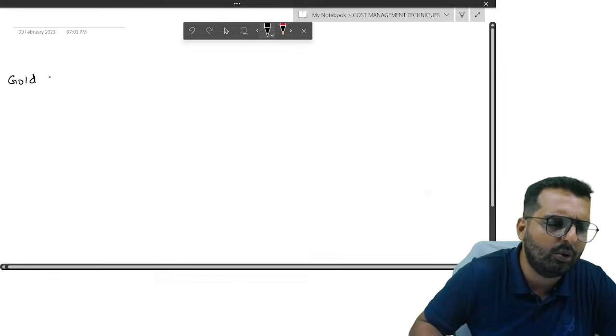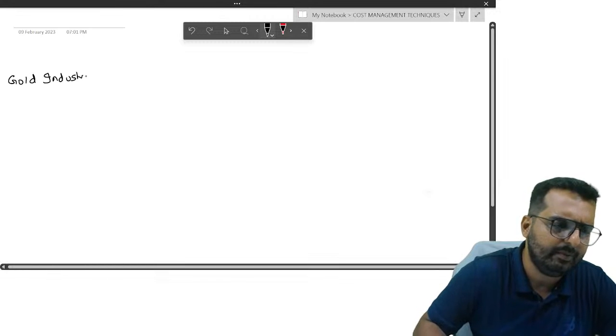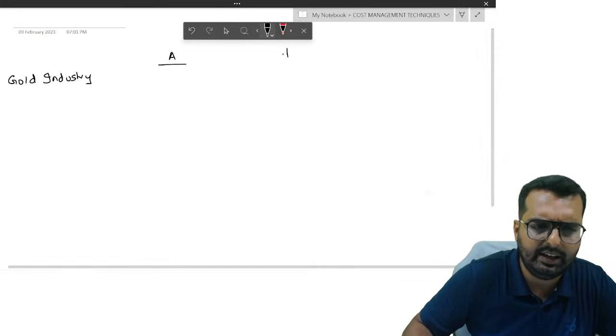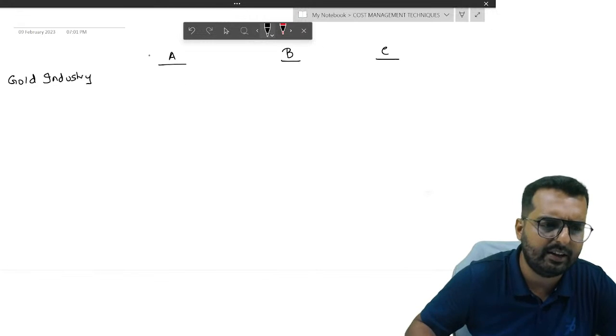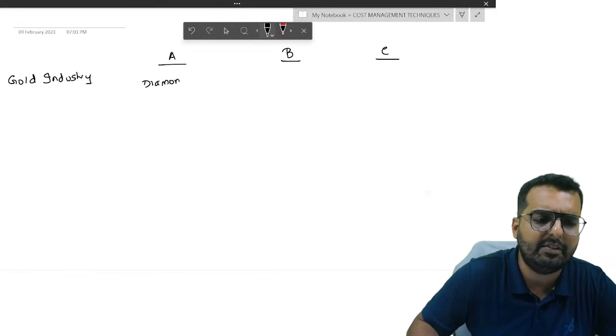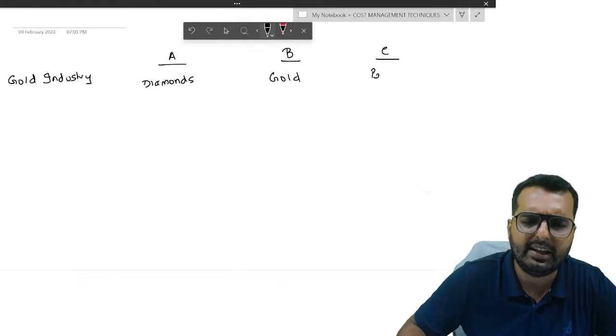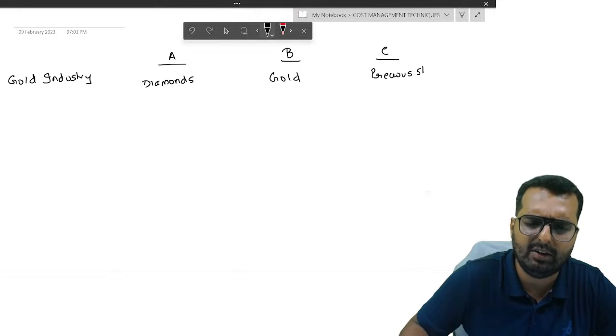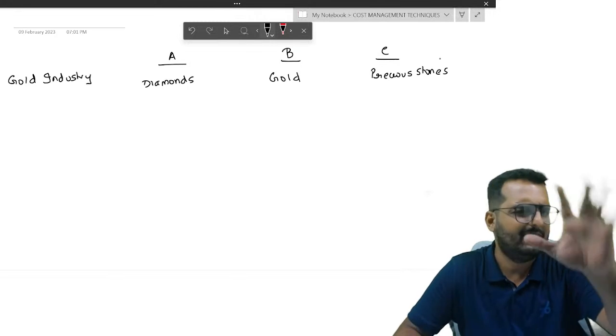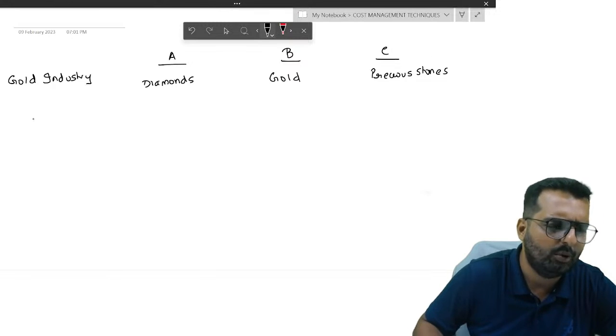So friends, this is a very, very useful concept for all the companies. Now, if you talk about the gold industry, they will have A category, B category, C category. A category will be diamonds, highest value. B category will be gold. C category will be precious stones, like silver, turquoise, etc. Many stones come over here.